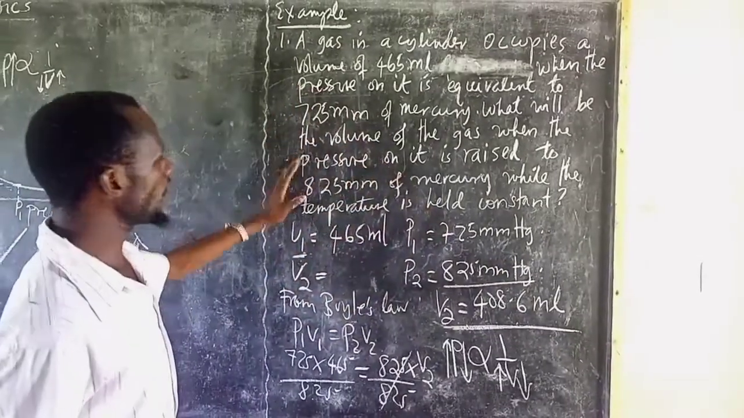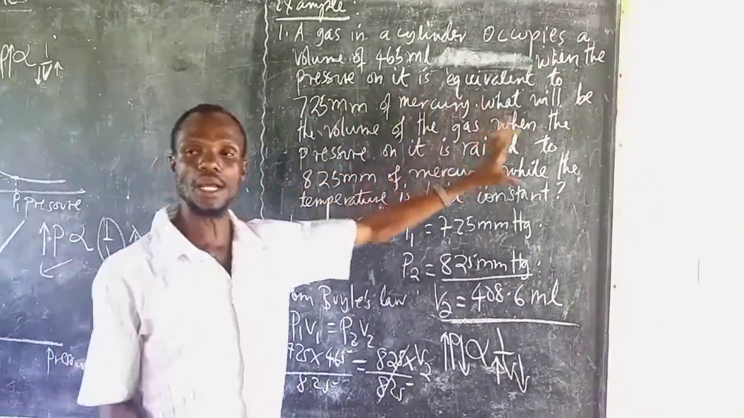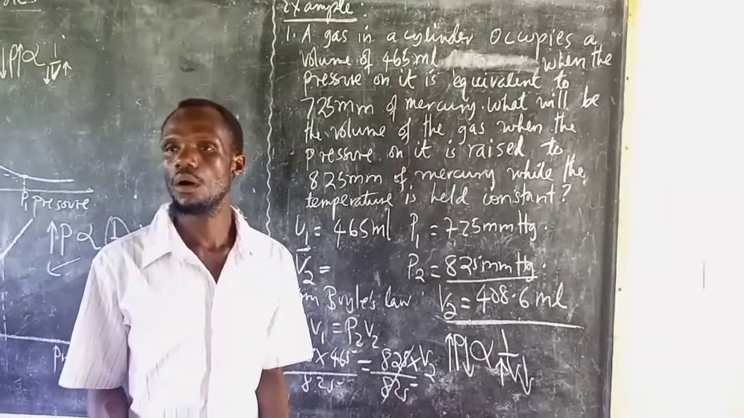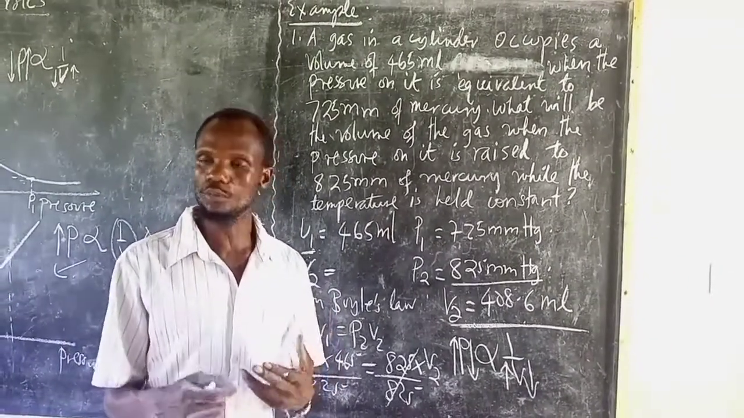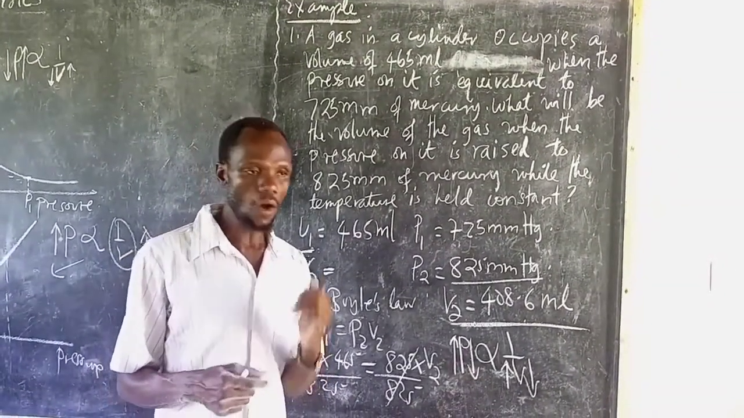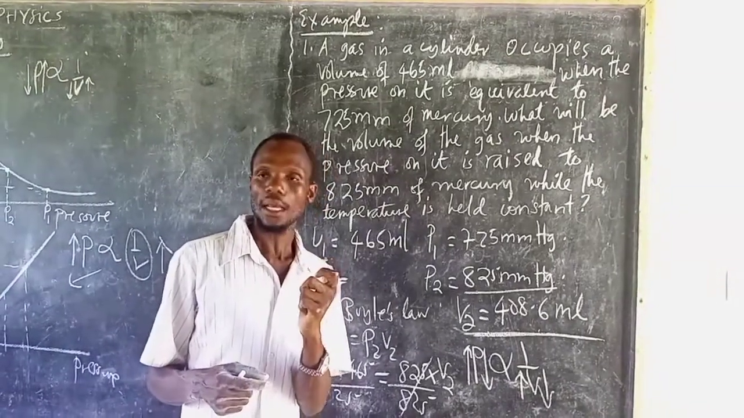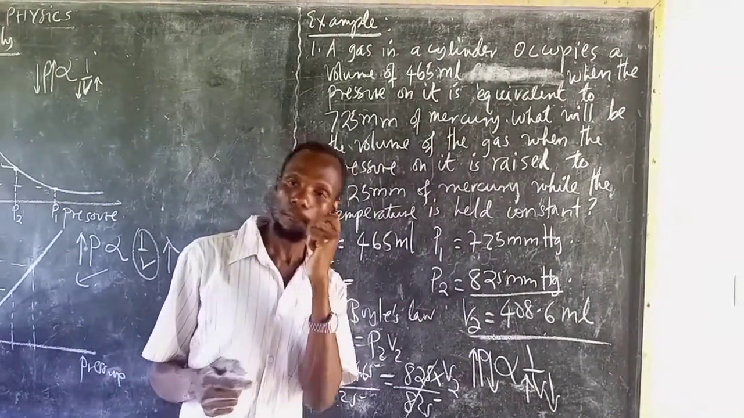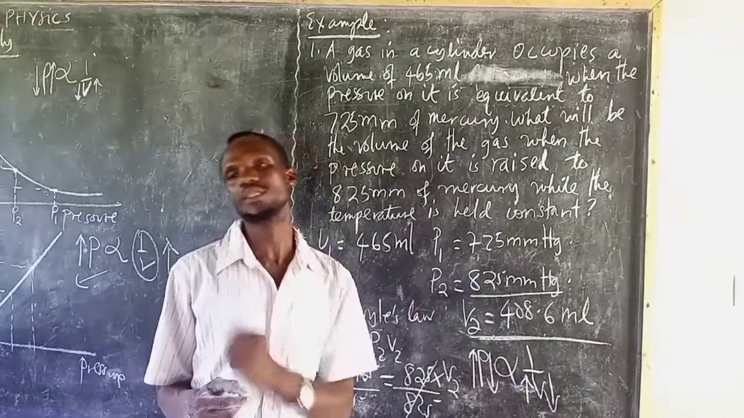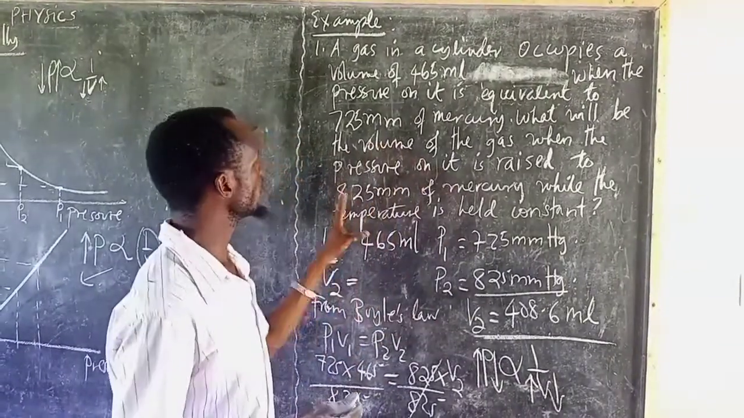So according to Boyle's law, once you are increasing the pressure, you are reducing the volume. Once you are reducing the volume, you are increasing the pressure. Now, pressure is recorded much greater when the volume is reduced. So that's all about Boyle's law.